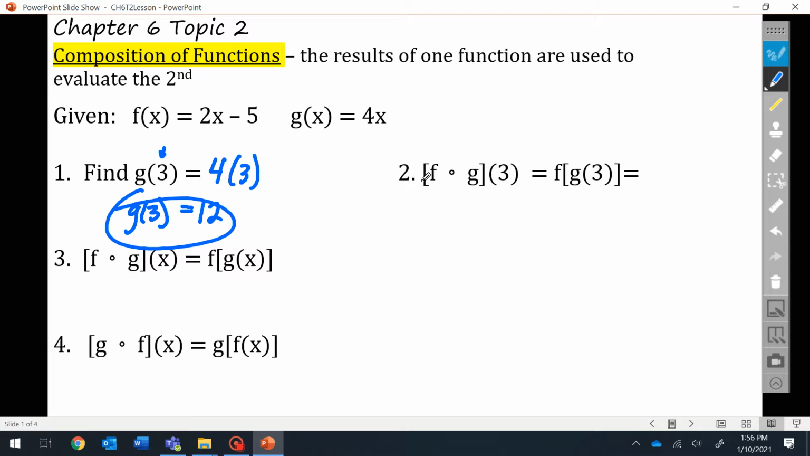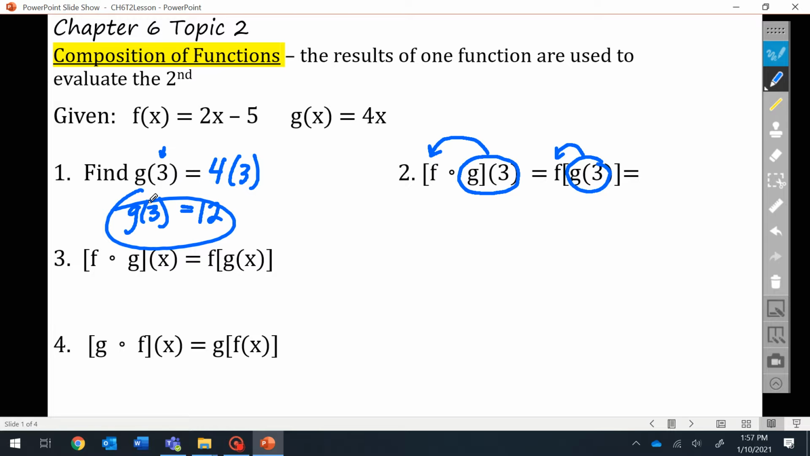Well, how does this help us evaluate a composition? If you look at number 2, it's a composition. It says f compose g of 3. So here's how a composition works. What you do is you first find g of 3. And then whatever number you get for g of 3, you substitute that into the f function. You use g of 3 to evaluate the f function. Written another way, it says g of 3 is the input for the f function. So whatever g of 3 is becomes the input for the f function.